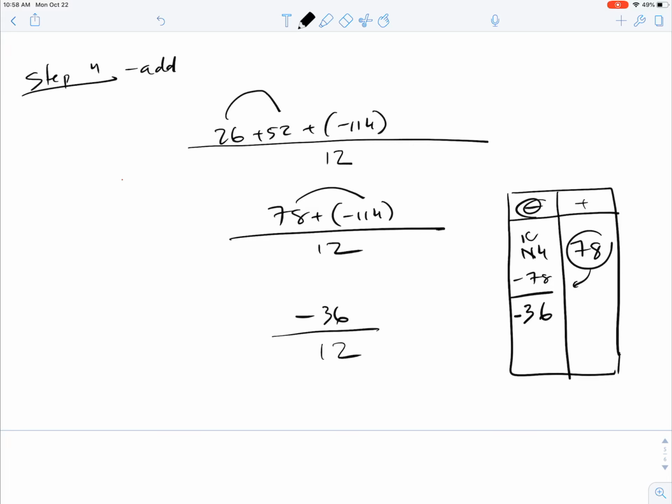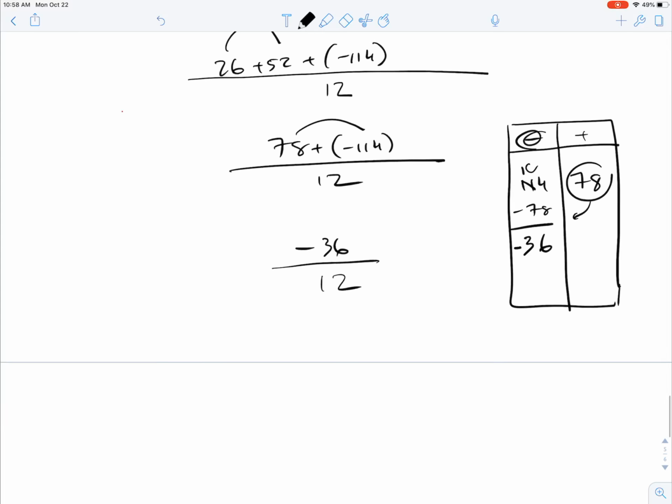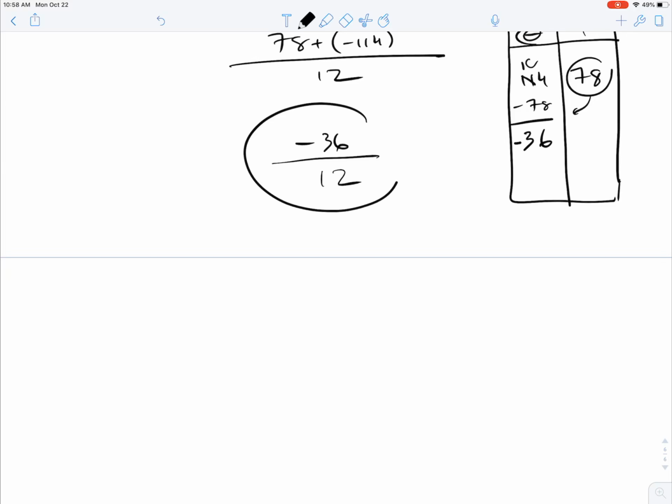Before you say, yay, I'm finished, not quite. This is what's called an improper fraction, so we have to divide. When we divide a negative by a positive, we know our answer is going to be negative. I know 12 goes into 36. We can do long division. I'm going to leave the negative sign out for now, but 12 times 3 is 36. Take the difference. Notice there's no remainder. So my final answer is negative 3.